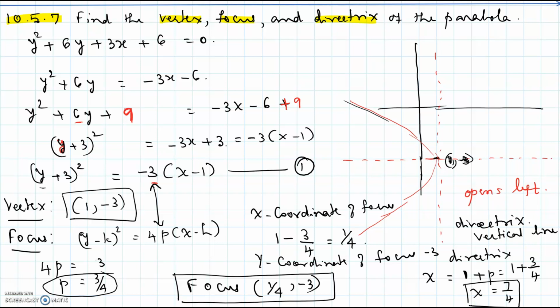We are not asked to graph, but the focus is on the left side, whose coordinate is (1/4, negative 3), which is somewhere here, and the directrix is 1 plus 3/4, which is 7/4. So it is a vertical line passing through 7/4. That is the directrix. And this point is the focus, which is (1/4, negative 3).